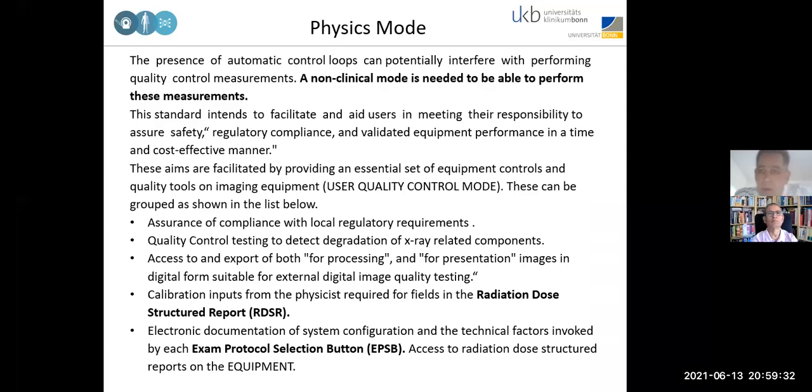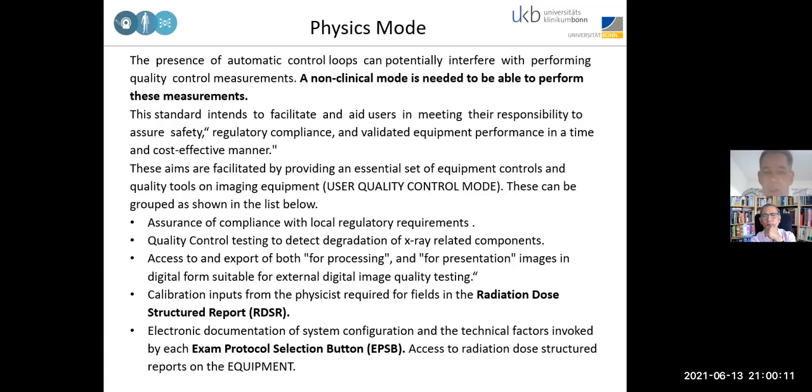So in physics mode, if you have a physics mode, you can perform all your measurements, and you have to make sure that you meet all the local regulatory requirements and the quality control testing to detect degrading of X-ray related components. This is for sure, and you have to have access to an export of what you have done, so it's not that you manually write that. The vendor should provide you with a digital export of the data.